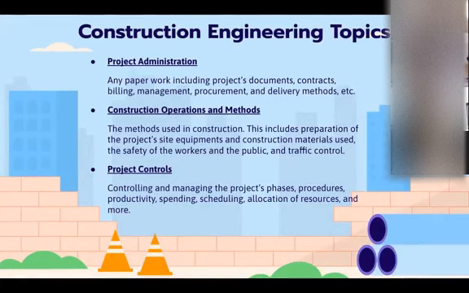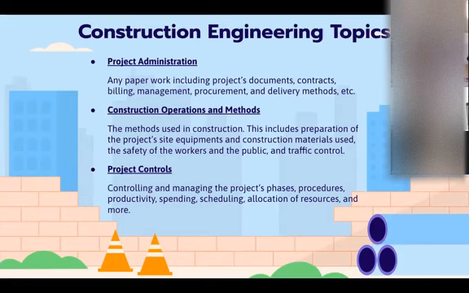This is any of the paperwork that includes the project documents, contract billing, management, procurement, and delivery methods. This means, for example, permitting: you're going to need permitting papers, you need documentation that you own the land or that you have the permits to construct, and that you're a company that has the permits to be able to build the buildings or whatever else you're making. And also making sure that management has the funding as well as other resources to pay for the projects.